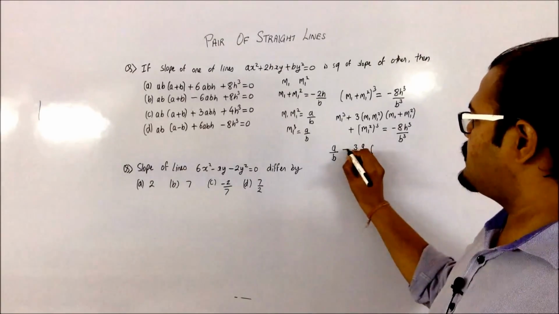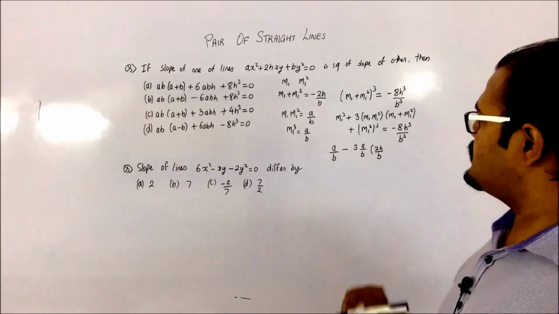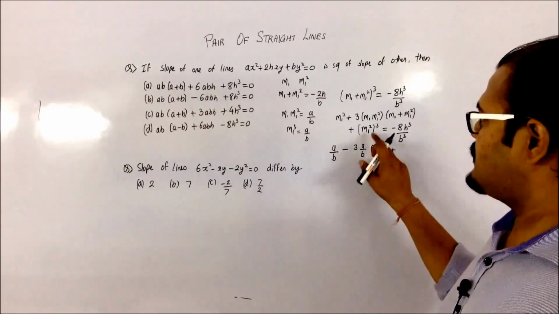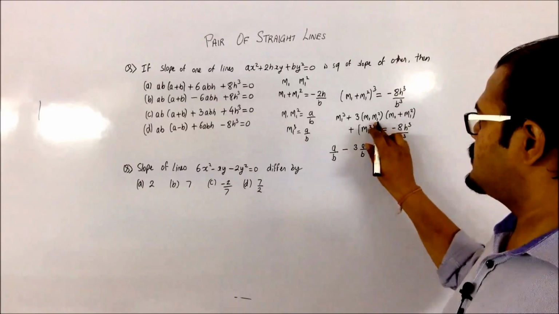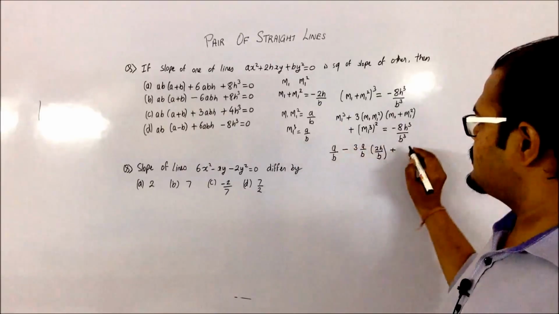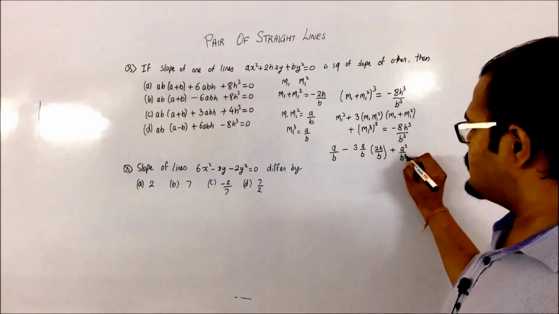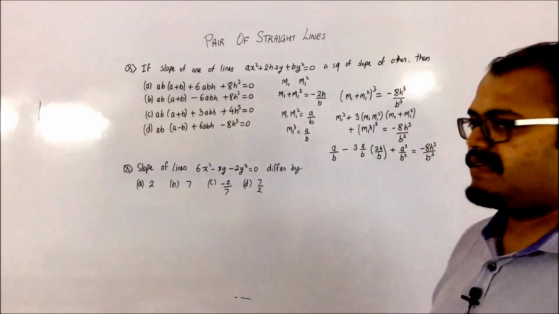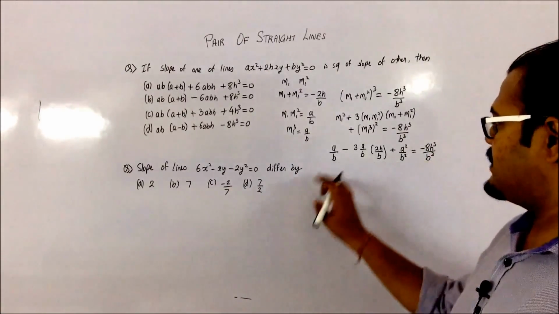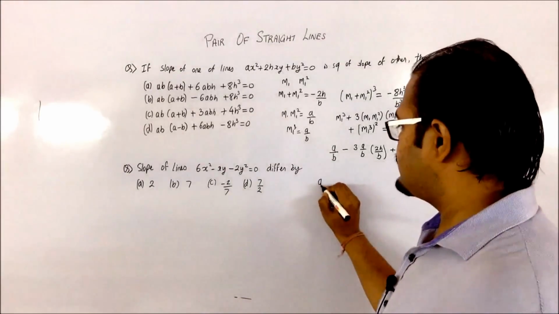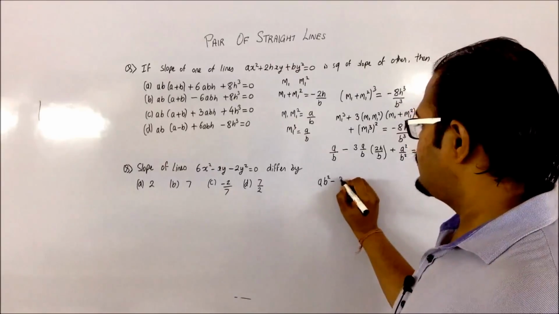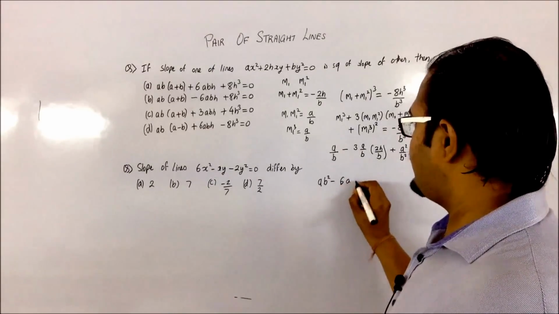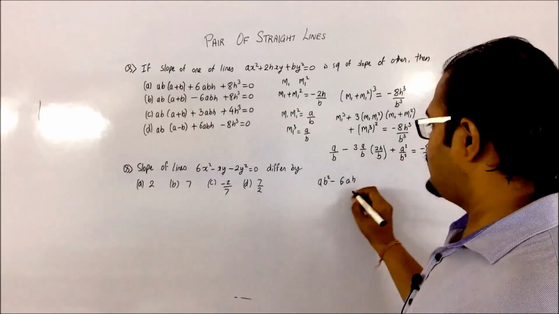So that gives me a minus 2h by b and plus m1 square cube. So m1 square cube, I can write it as m1 cube square. So basically it is a by b the whole square, which is equal to minus 8h cube by b cube. So in this, if I just multiply throughout by b cube, I will get ab square minus 3a, or this can be written as 6a h by b square into b cube.